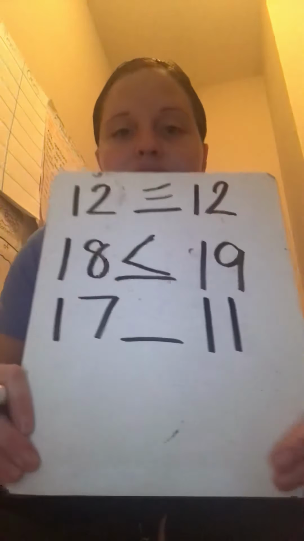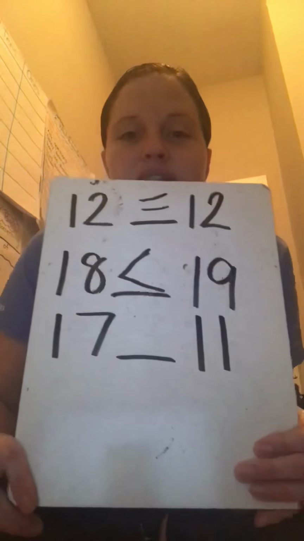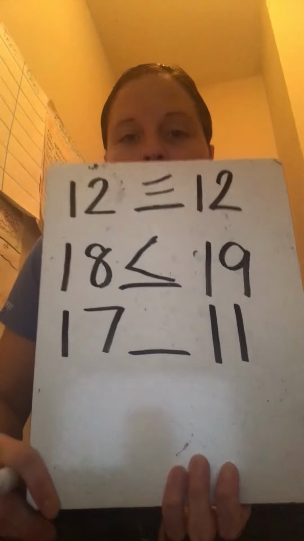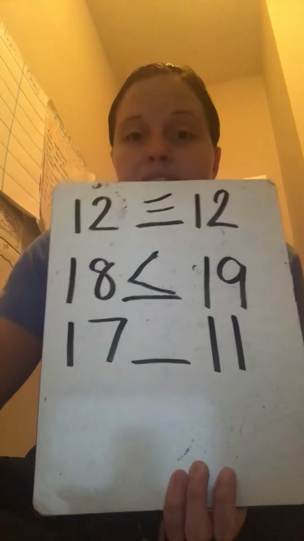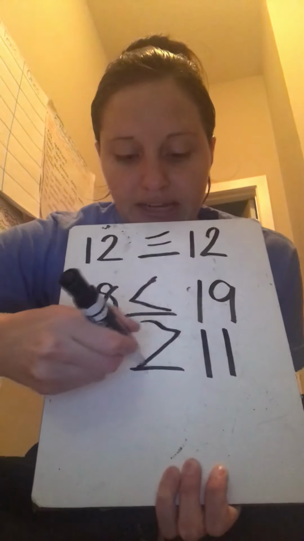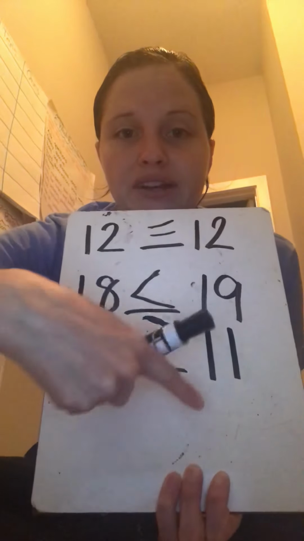All right, our next two numbers we're comparing is 17 to 11. So what will we do here? 17 is bigger, so our mouth's going to eat our 17. So this would say 17 is greater than 11. All right, let's try two more problems.